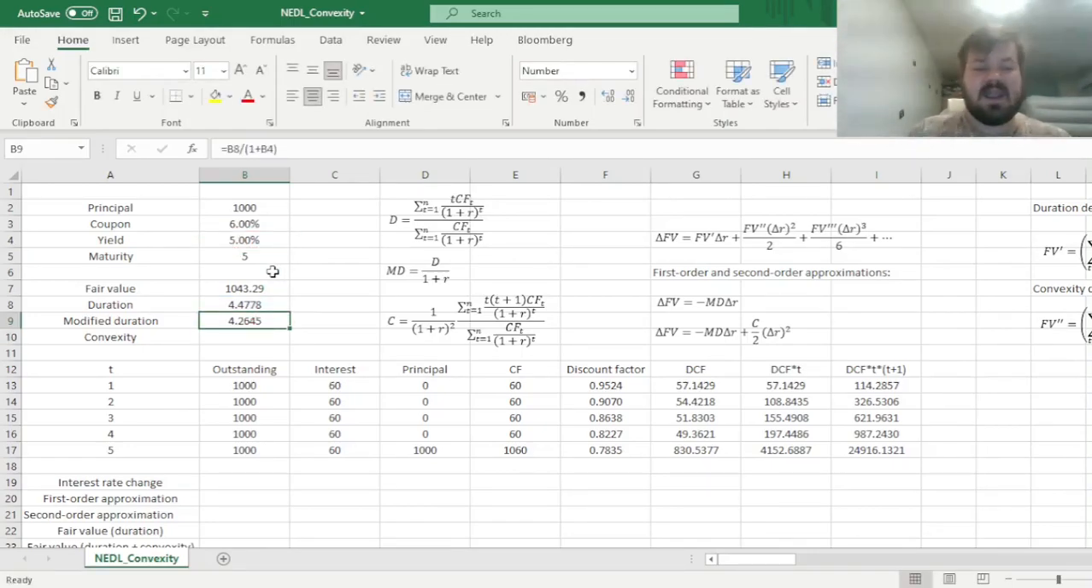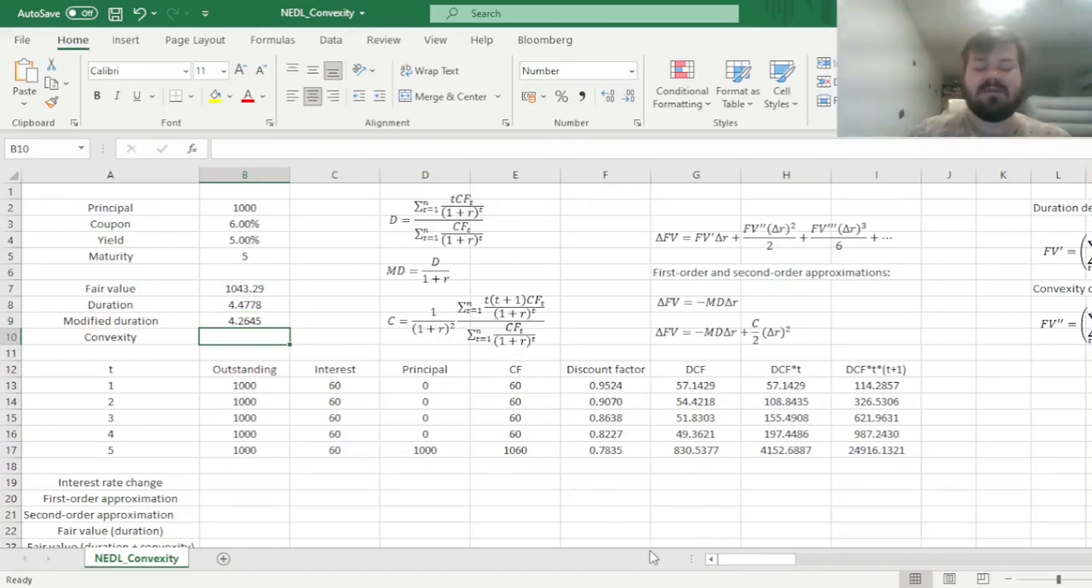And here we can already see that this is the origin of the first order approximation of fair value sensitivity. We can say that if yield to maturity or interest rates in general increase by 1%, the bond price would reduce by approximately 4.26%. That is where it comes from.